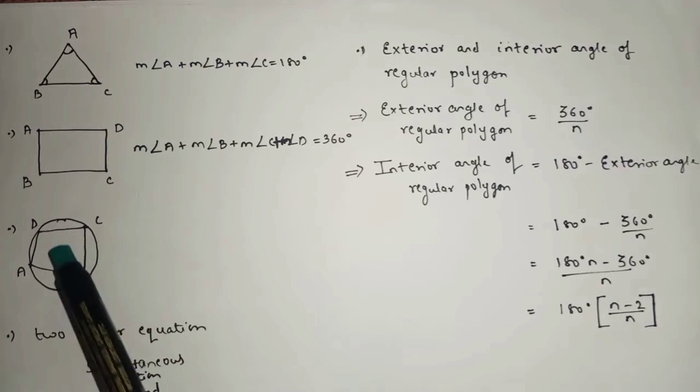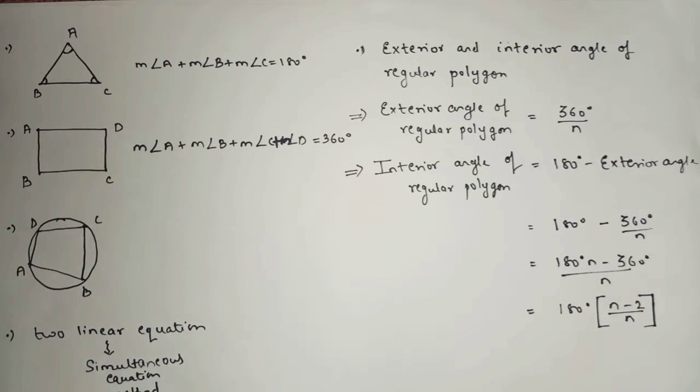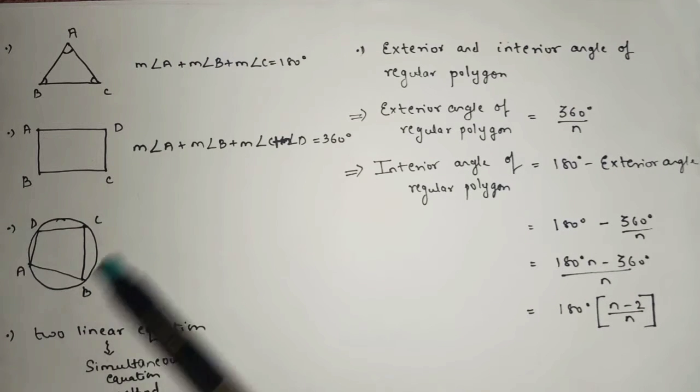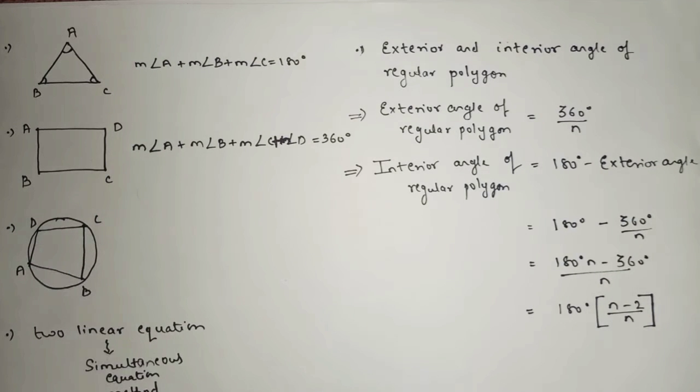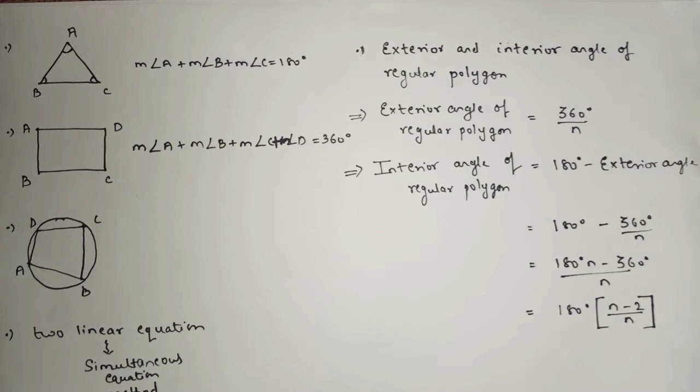360. The next, I hope by seeing the figure you have understood what this diagram is actually, as here we have a circle and inside we have a quadrilateral. So this is known as what? It is a cyclic quadrilateral.